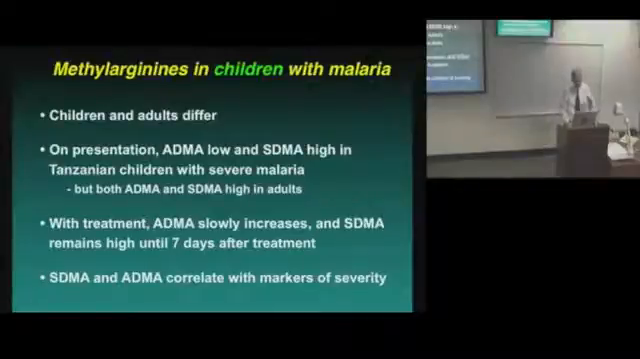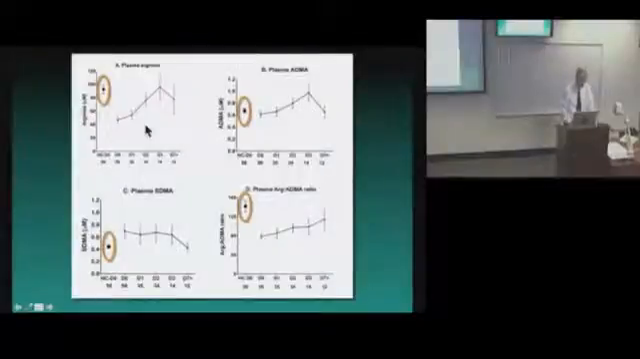Here, there's some subtle differences, and I won't go through all the details, but initially when the patients come in, this is arginine levels, so there's the healthy children. Notice they're low on day 0 in the children with malaria, and then gradually with treatment arginine comes up. ADMA is actually not elevated in the children, but over time with treatment it will go up, and then eventually, like day 7 to 14, it will come back down to normal.